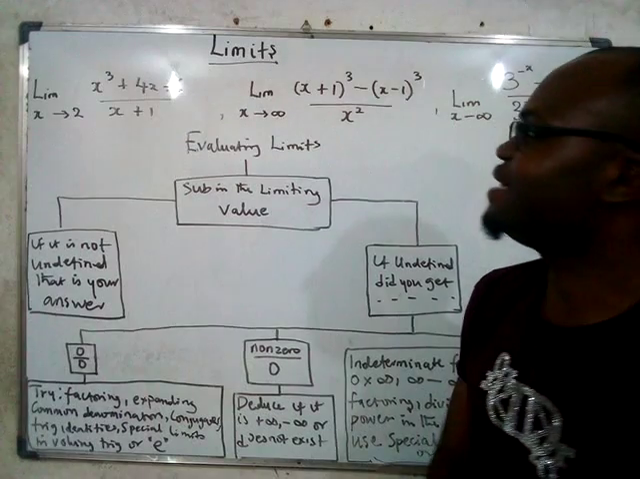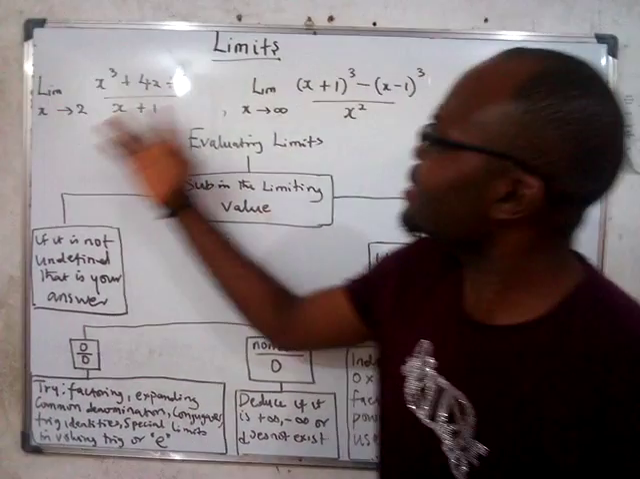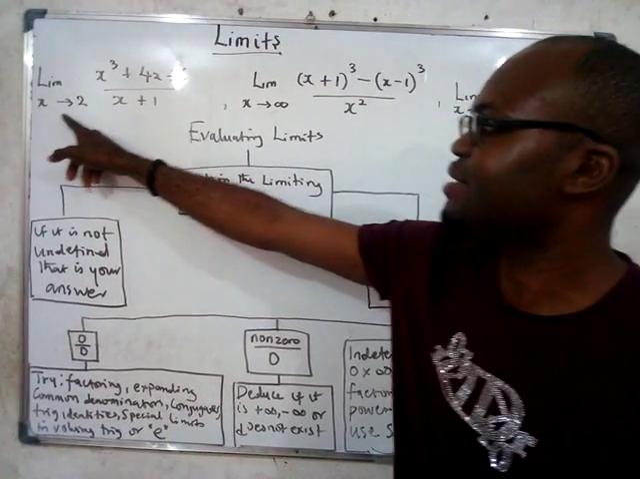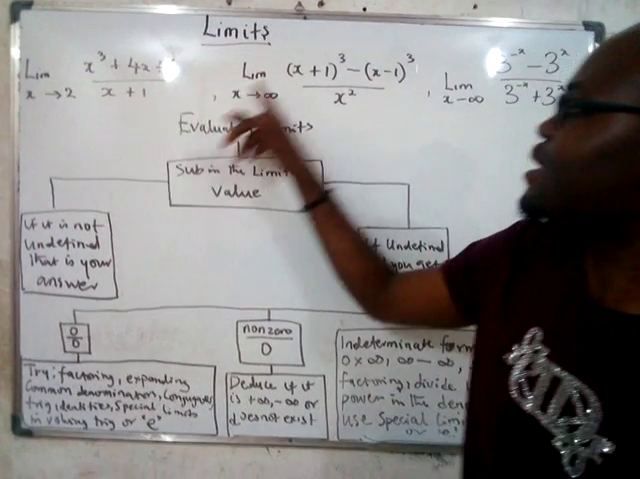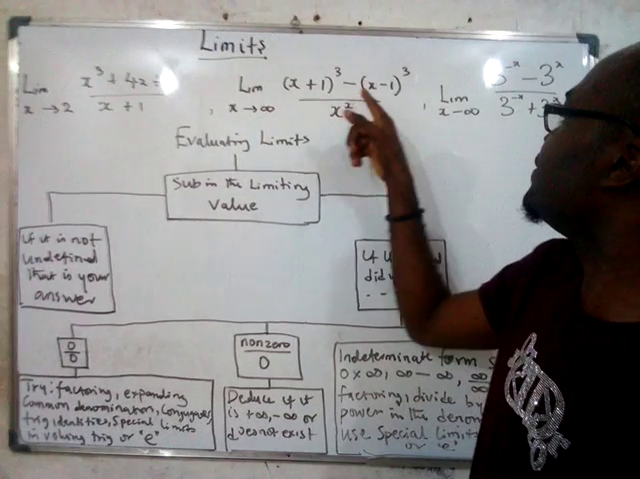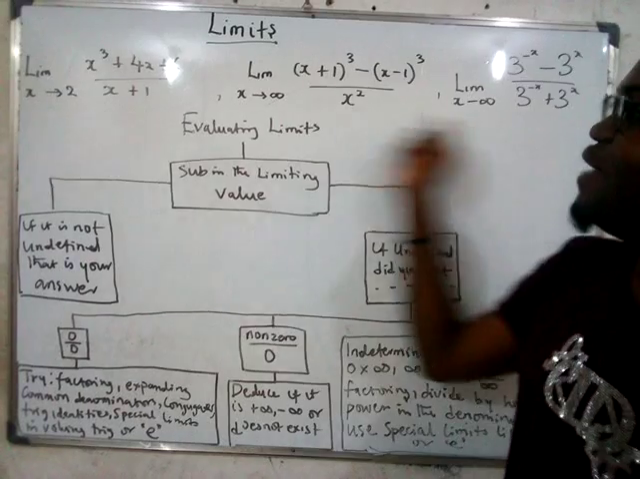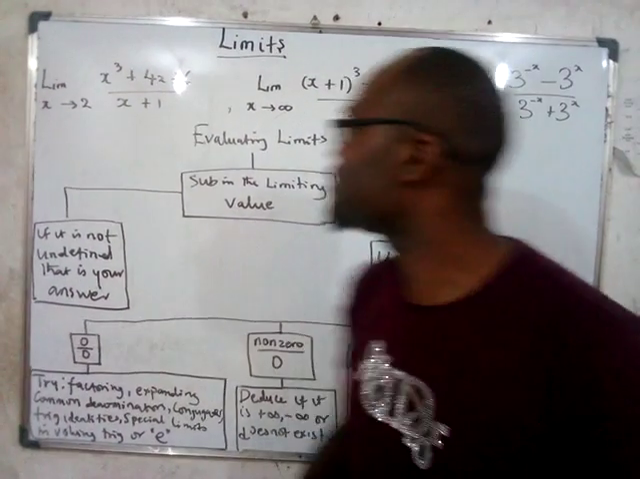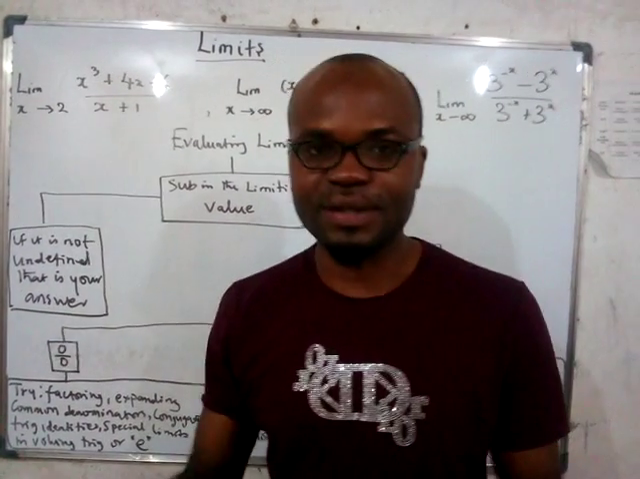Today we're going to be looking at limits in calculus. A limit is the kind of question that we get when we see things like this: the limit as x approaches 2 of this, the limit as x approaches infinity of this, the limit as x approaches infinity of this. So whenever you have such an expression and you're told to get the limit, what is the algorithm that you use? How do you go about solving the problem?